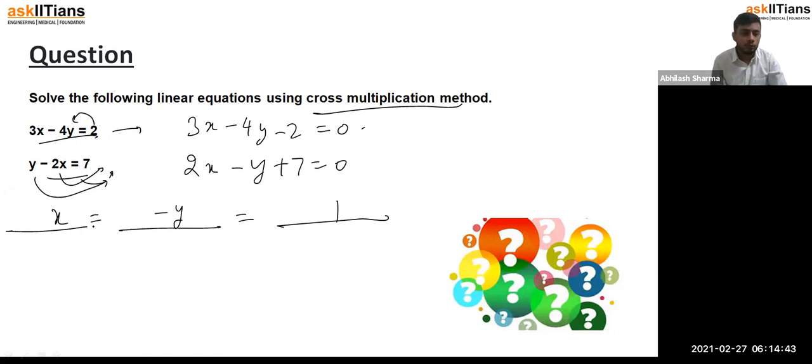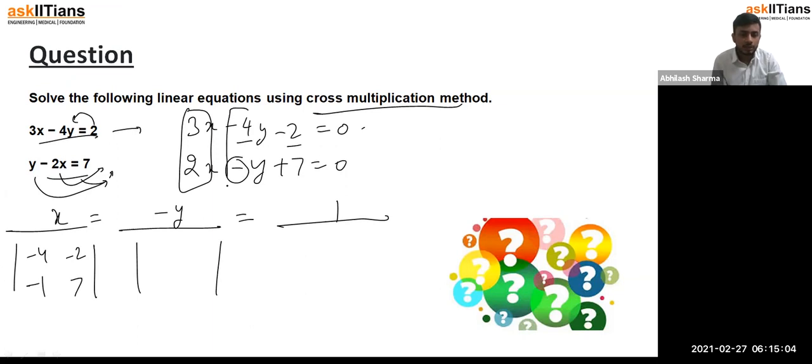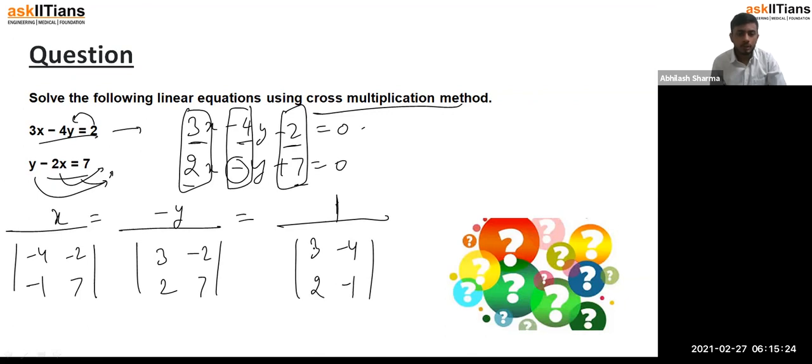After that, what do we do? For x, you just hide this column and write the remaining things in the box. The coefficients are minus 4, minus 2, minus 1, plus 7. Then under y, if you hide the column of y, you are left with 3, minus 2, 2, 7. For the constant term, you hide these constant terms, and we are left with 3, minus 4, 2, minus 1. That's what we have written here.